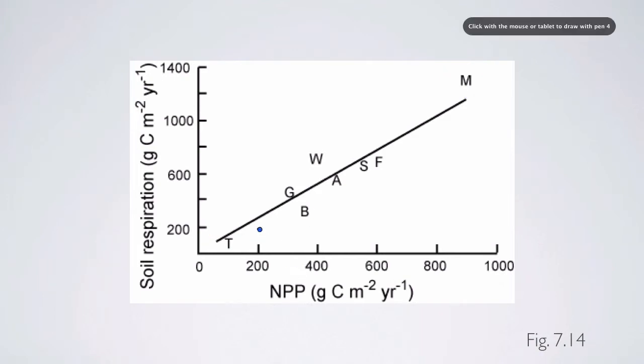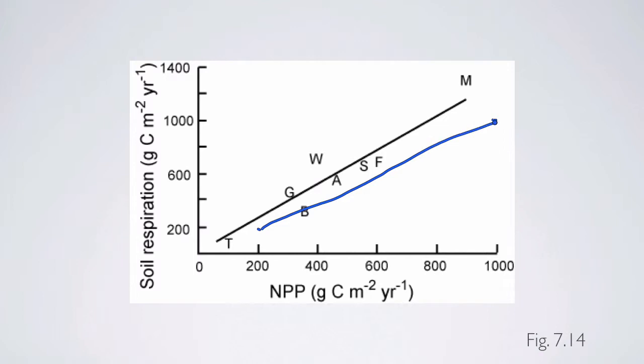Now, the authors also point out that if you were to draw a one-to-one line here, and that's not easy to do, which would show equivalence in NPP and soil respiration, you can see that for a given amount of NPP, you actually have more respiration than you do NPP. And the reason for that is that soil respiration is not just due to decomposition of biomass, but also allocation of carbon to roots that isn't counted in NPP.